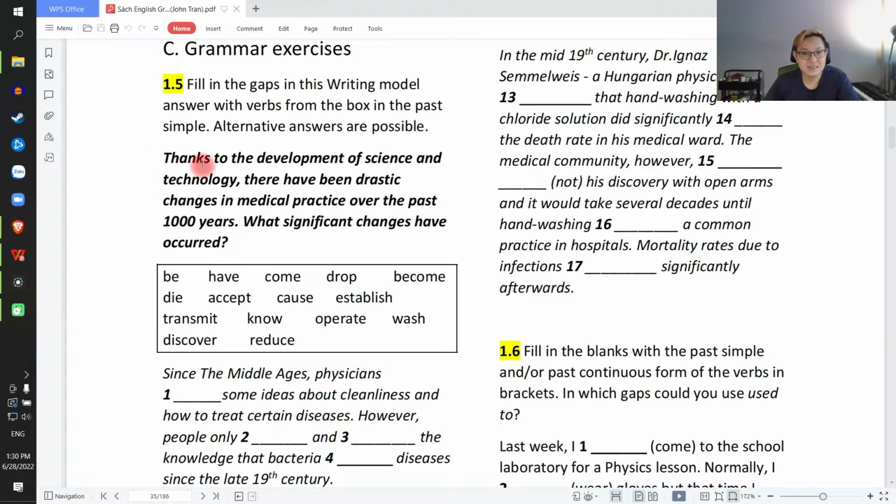Thanks to the development of science and technology, there have been drastic changes in medical practice over the past 1,000 years. Over the past 1,000 years. We say 1,000 years, we don't say 1,000 years anymore. What significant changes have occurred?